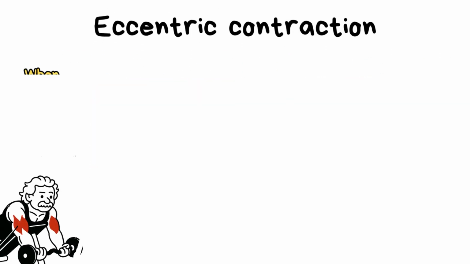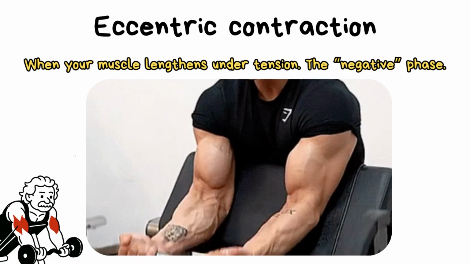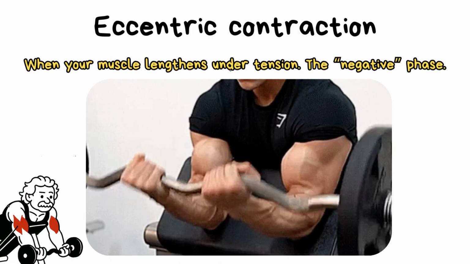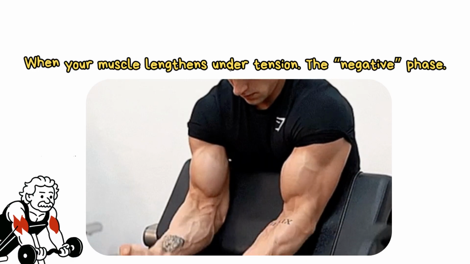Eccentric contraction. When your muscle lengthens under tension. The negative phase. Example, lowering the dumbbell slowly on a curl. Looks chill, but guess what? This is where most muscle growth happens. Pro tip, control it slow.